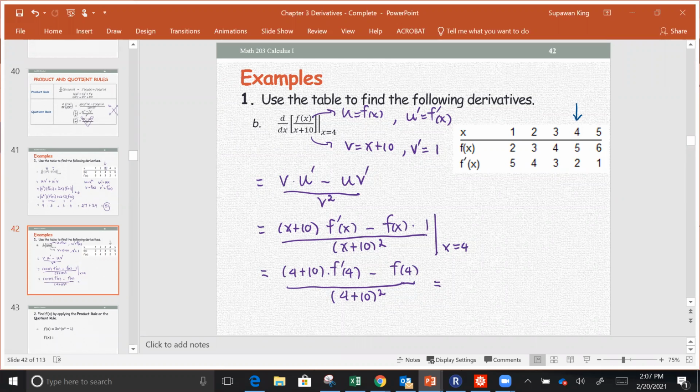Where x equals 4, f at 4 is 5. F prime at 4 is 2. Now we get the numerator as 14 multiplied by 2 minus 5, all divided by 14 squared. 14 times 2, that's 28, minus 5, divided by 14 squared, which is 196. Simplify the numbers, we get 23 divided by 196.